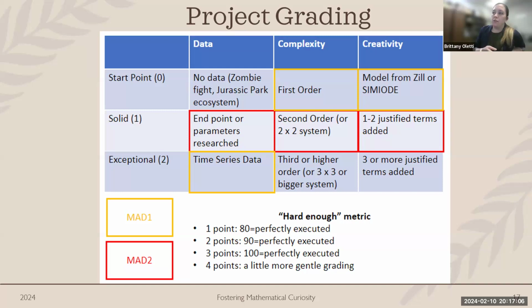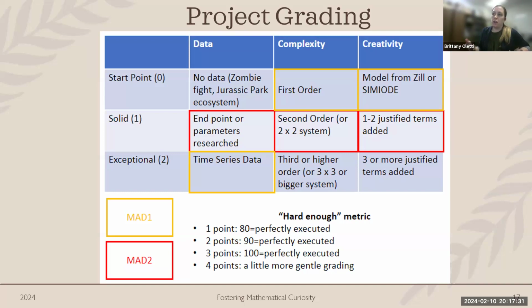So in MAD 1, they got the time series data for the Ebola case, and it was a first order model from Semiote, but those are the 3 skills that they developed in MAD 1. In MAD 2, they had to do some parameter research and fitting. They had a second order system, and then we required them to add 1 or 2 justified terms. So that allowed them to get some experience and build some sort of solid foundation.